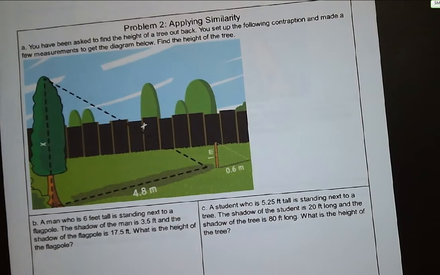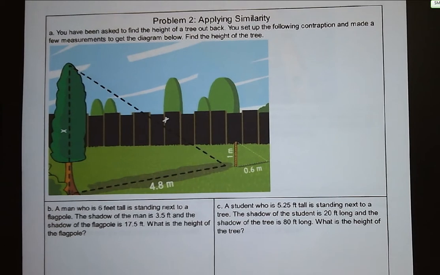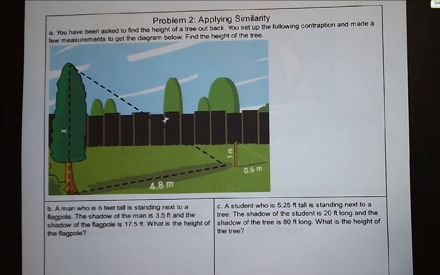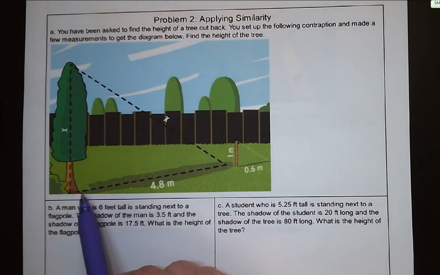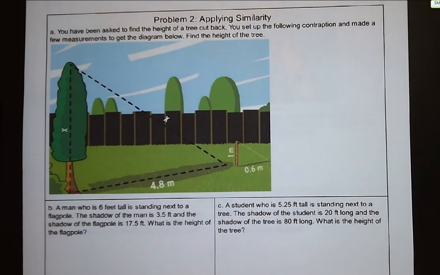Problem number 2, applying similarity. So this is where we're going to do that indirect measurement. You've been asked to find the height of the tree out back. You set up the following contraption and made a few measurements to get the diagram below, and we want to find the height of the tree. So you can't exactly climb up the tree with a measuring tape and see how tall it is, but we can use its shadow length and a proportional shadow to see what the height of this tree is actually going to be.